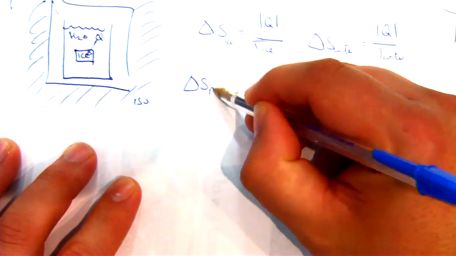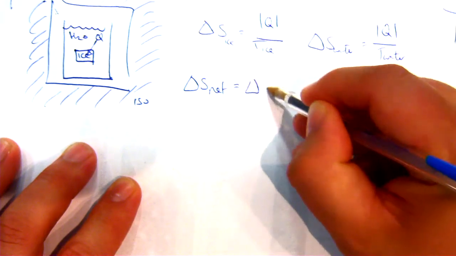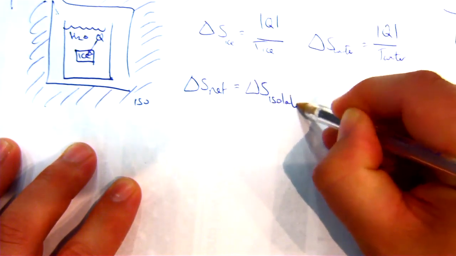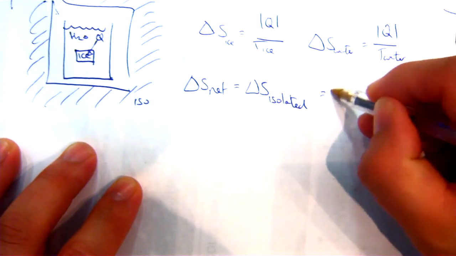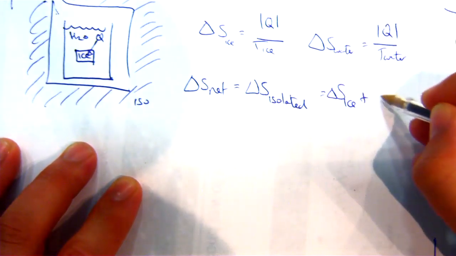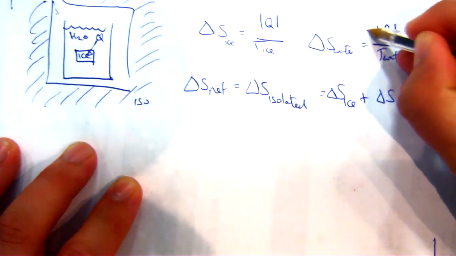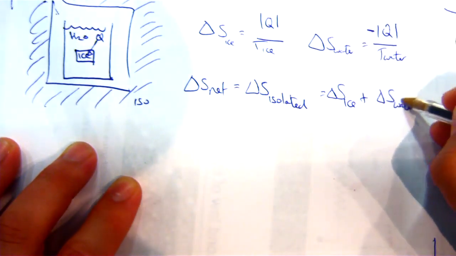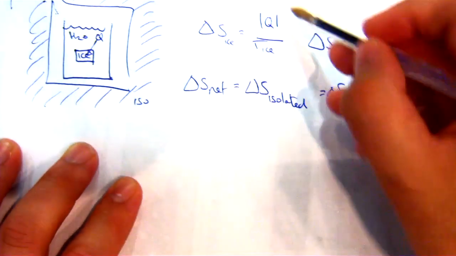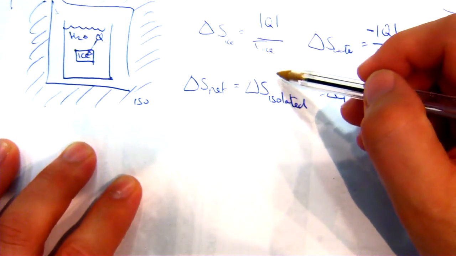Delta S net is equal to delta S isolated, which is to say it's isolated from the world, from the universe, so whatever goes on is whatever entropy changes happened in the water and the ice. Equals delta S ice plus delta S water. I missed the minus. I always miss the minus when I'm writing and talking. Why was the minus there? This is the entropy transfer. This is the change in entropy of the ice.